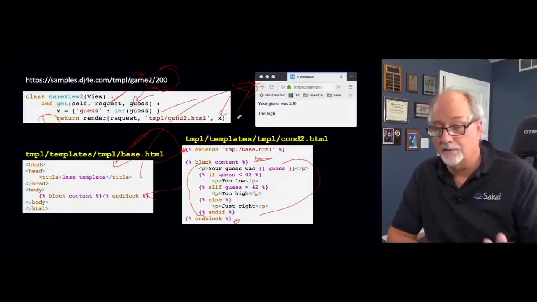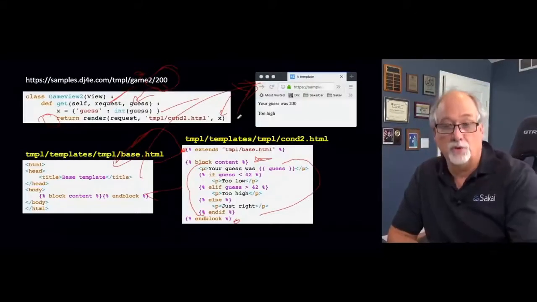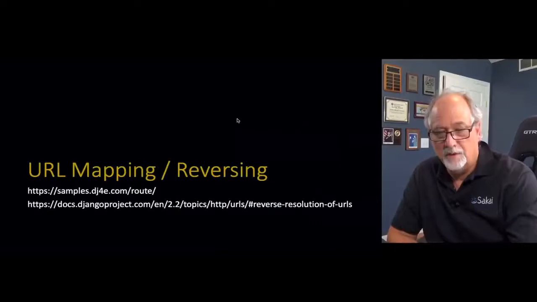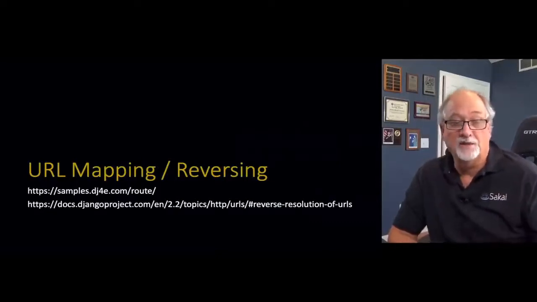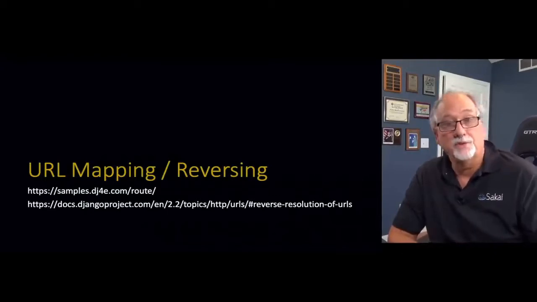We're going to use these a lot. When we start doing navigation, we're going to go crazy with these things. So up next, we want to talk about URL mapping and reversing, where we have to actually make a link in one page to a different page.